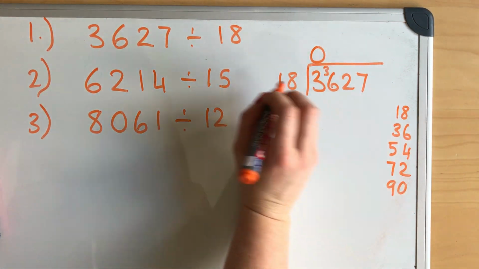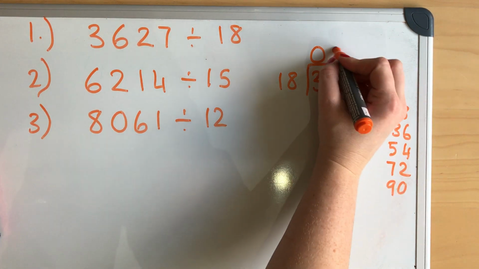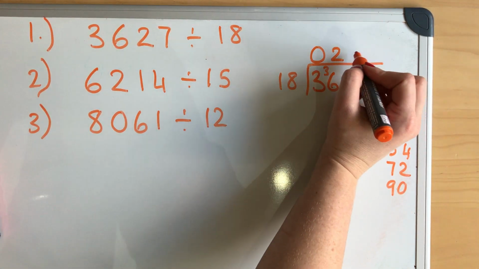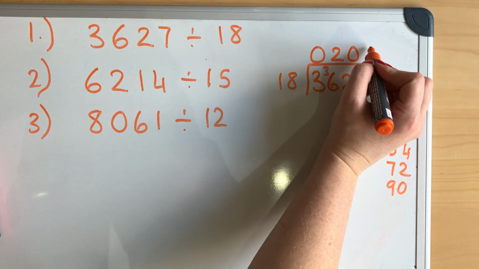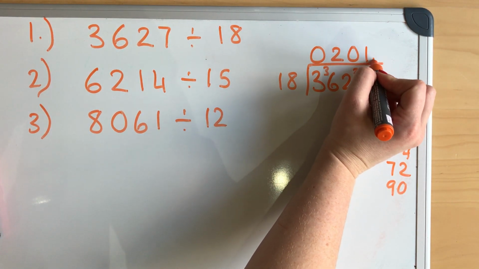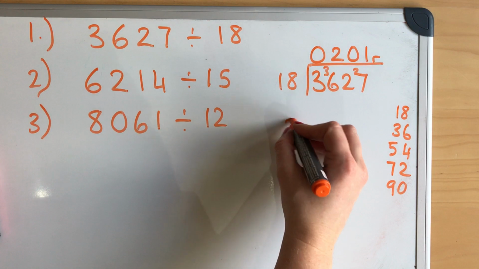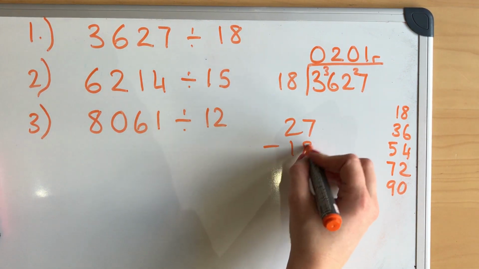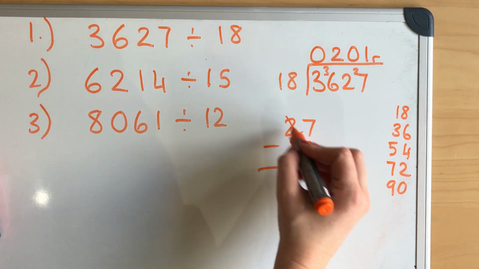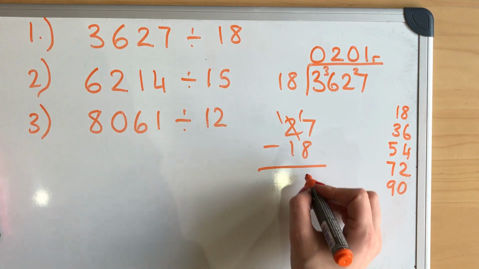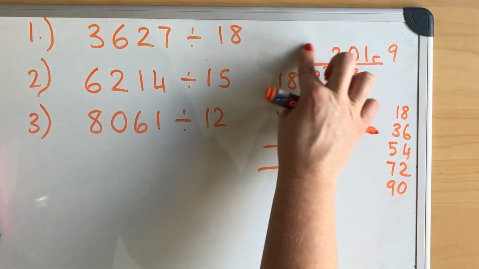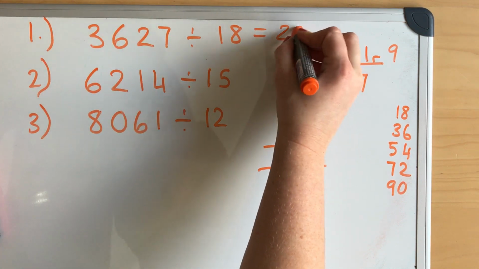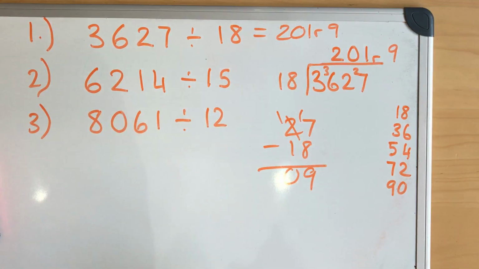How many 18s in 36? There's 2. How many 18s in 2 is 0. How many 18s in 27? I've got 1 with a remainder, so I need to do 27 take away 18. So 17 take away 8, so a remainder of 9. So your first one is 201, remainder 9.